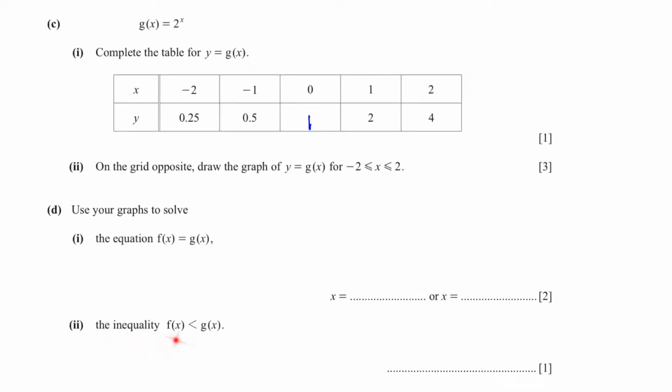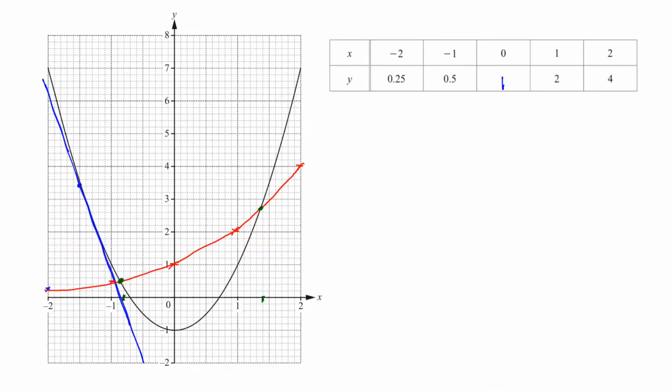D2, the inequality f of x is less than g of x. This is our g of x graph. This is our f of x graph. So f of x is less than g of x when x is between the values which we found before, negative 0.8 and 1.45.